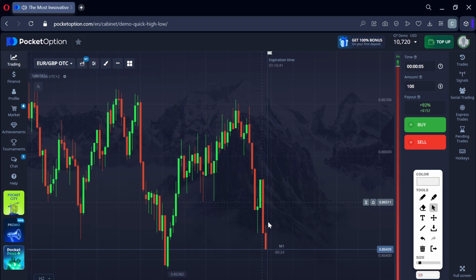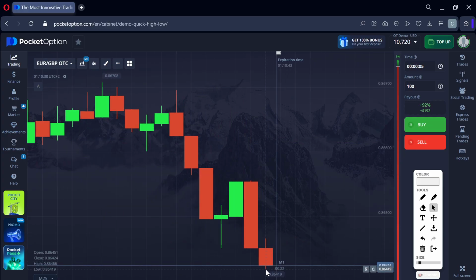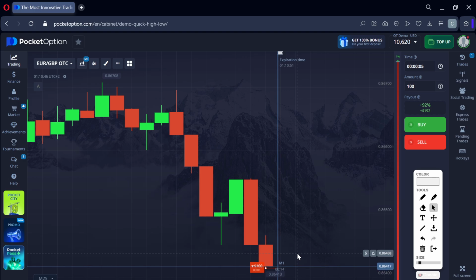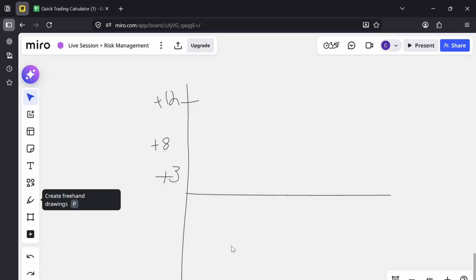Looks like a strong downtrend over here. So we need to wait for this low down here to break. When it breaks, we wait for a retracement. Boom, retracement's made. We place the sell. Let the trade play out. Wait a couple seconds. We lose the trade.